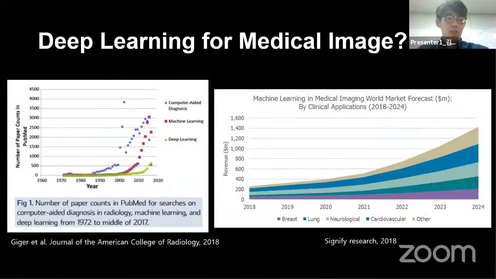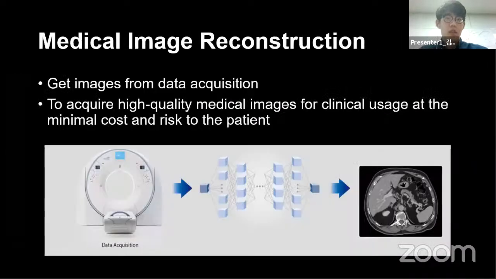Deep learning for medical images also started to be studied largely in the last few years. Since 2010, the number of papers on deep learning or machine learning has increased. Also, not only in the research field, there is a report that the world market of machine learning for medical imaging will rise rapidly over the next 5 years. Indeed, numerous companies have begun to sell products that apply deep learning to medical imaging.